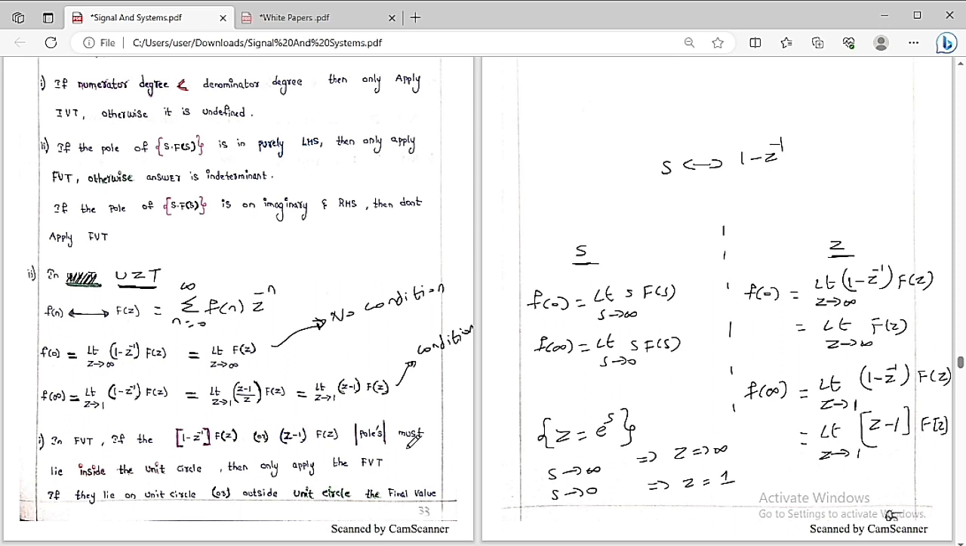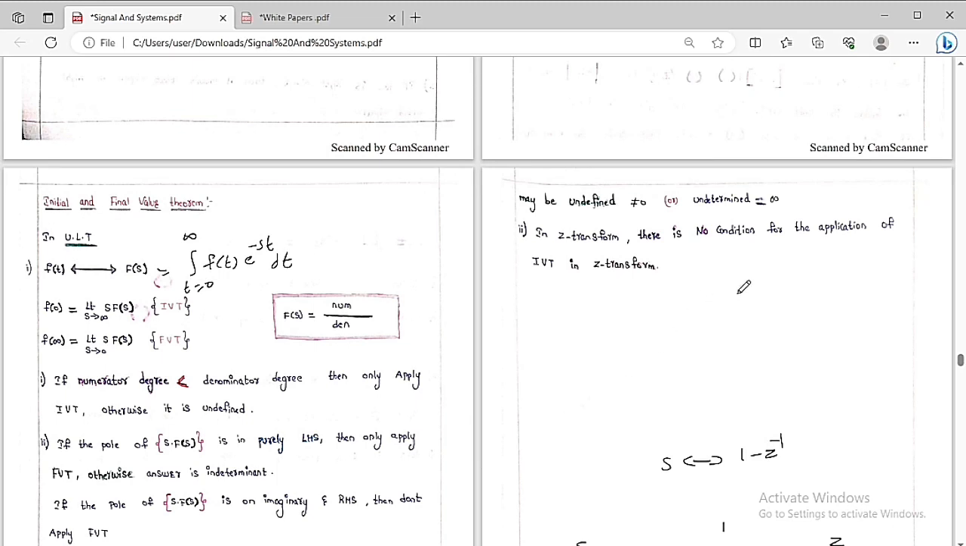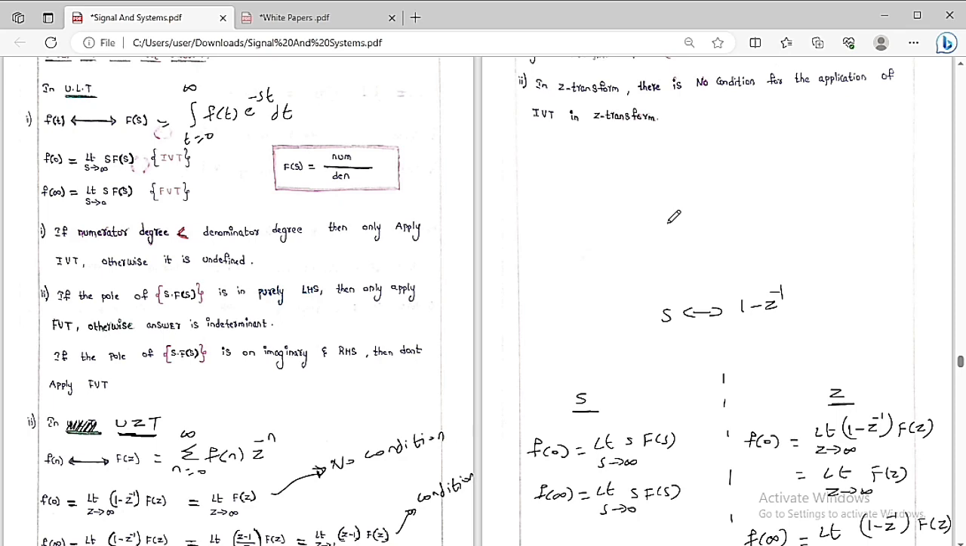So in both these cases, the system is marginally stable or unstable. Because of this, the response will be always oscillatory in nature or always increasing with respect to time. So there is no steady state value or final value, so it is undefined or not defined in nature. So in the Z transform, there is no condition for the application of the initial value theorem.